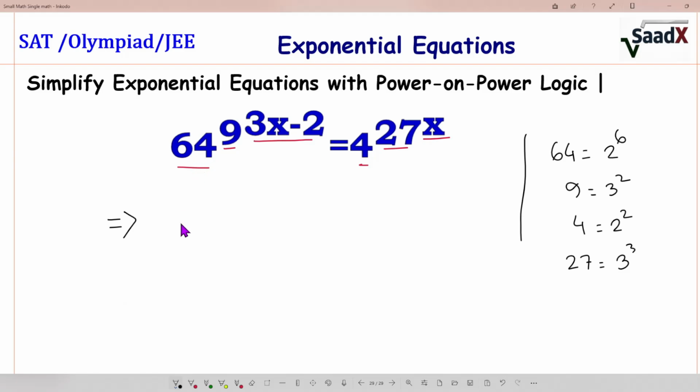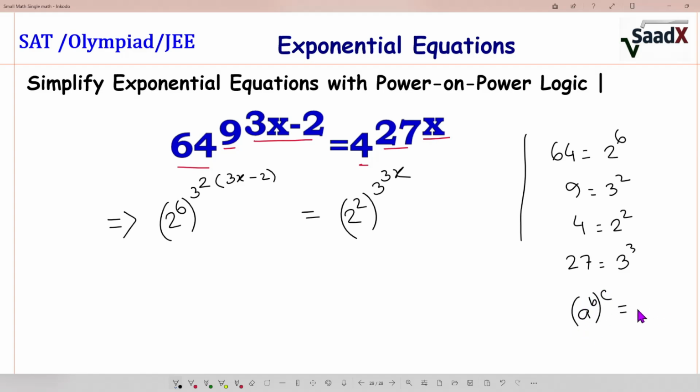First, this 64 is 2 to the power 6, then 9 means 3 square. So here is 3x minus 2, right? Similarly, 4 we can write as 2 square, and this 27 we can write as 3 cube, and here is x. How? Look, we know a to the power b to the power c, we can write as a to the power bc.